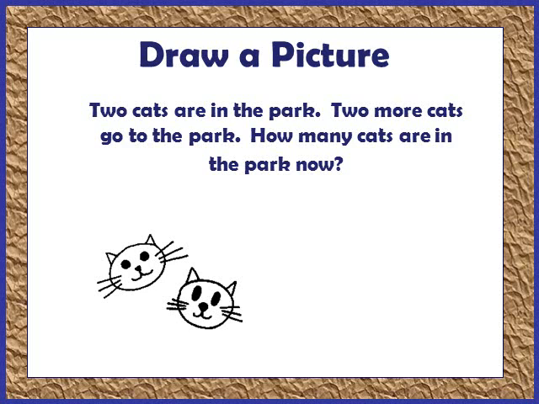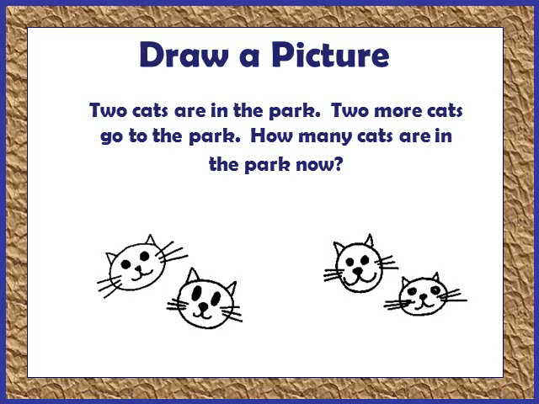Let's look at draw a picture. 2 cats are in the park. 2 more cats go to the park. How many cats are in the park now? And again, this is another nice way where the students can count both sets and then put them together and count that whole set. This is reinforcing that one-to-one correspondence and that rote counting.